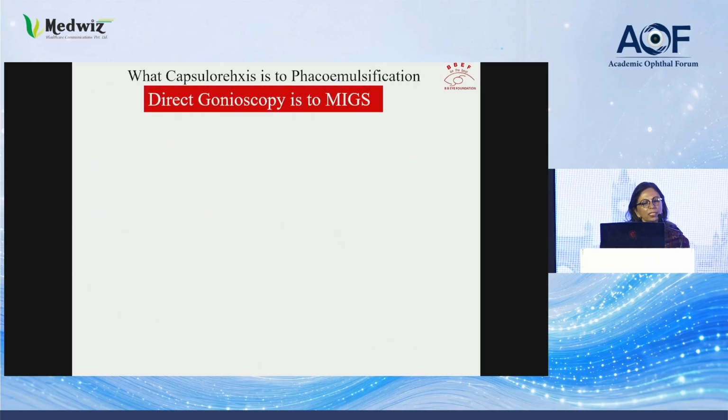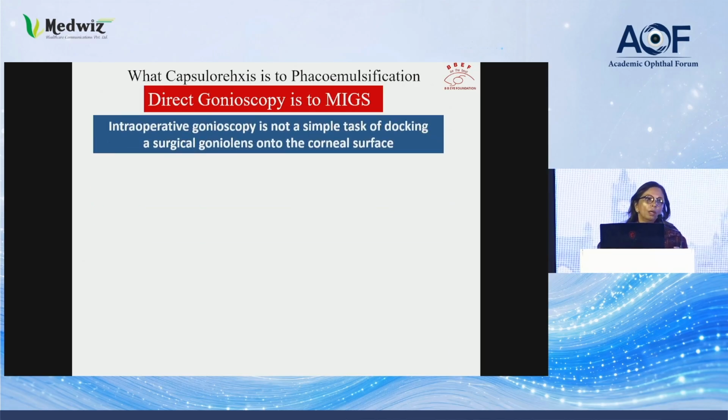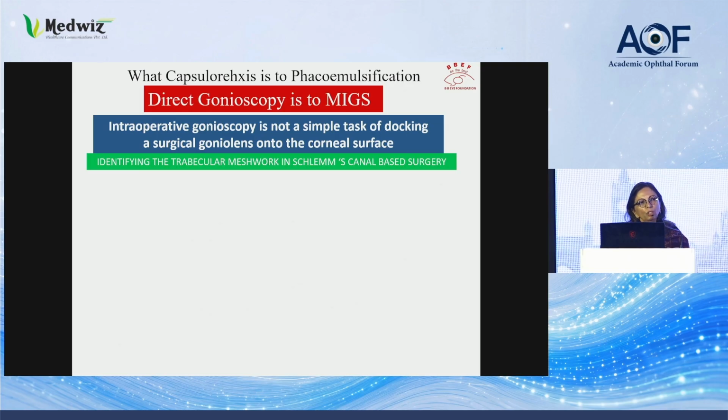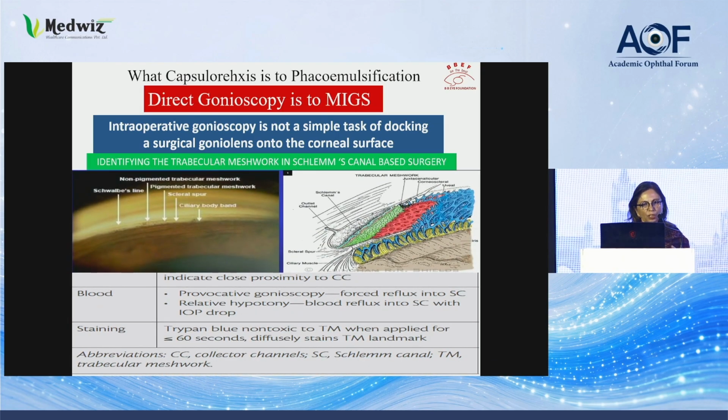So, what capsular access is to phacoemulsification, direct gonioscopy is to minimally invasive glaucoma surgery. Intraoperative gonioscopy is not just a simple task of docking a surgical gonio lens on the corneal surface. You have to identify the trabecular meshwork in Schlemm's canal based surgeries.